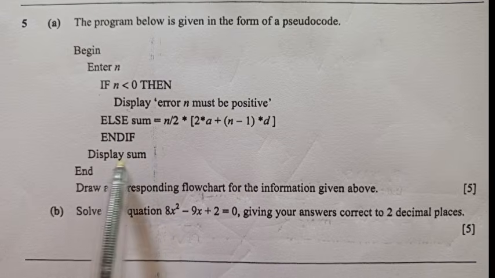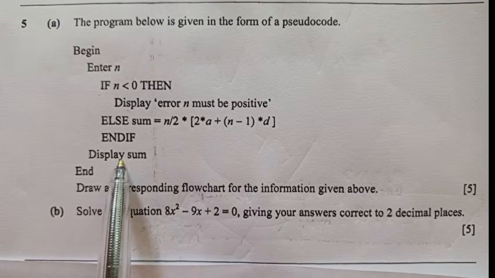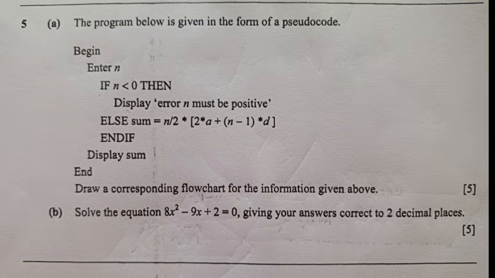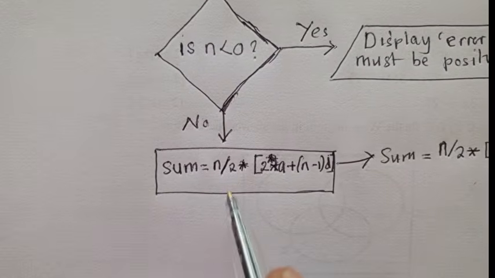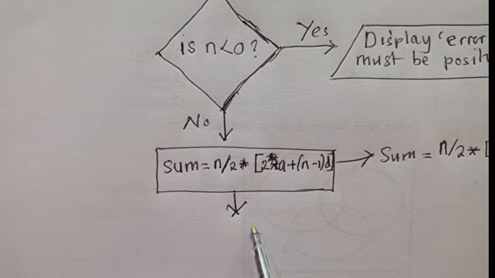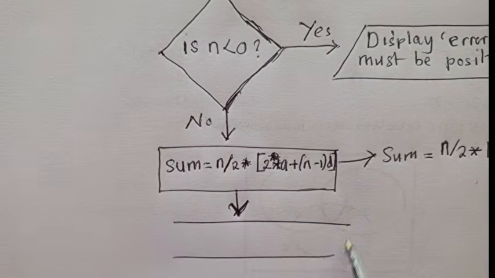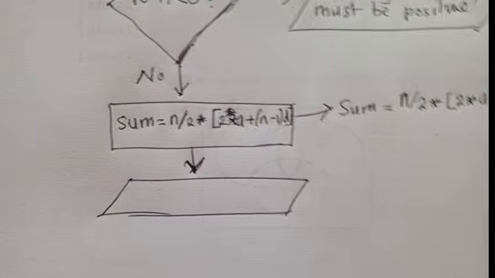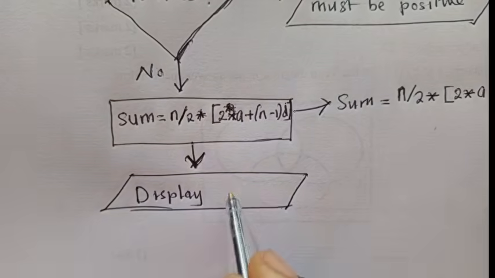Here it says display sum. So what is the keyword here? It's display. So remember, we're following the keywords. Display, what shape for display? The shape is a parallelogram. So we're going to do this. You show an arrow, and then you do your parallelogram. Okay, so you write the words display sum.